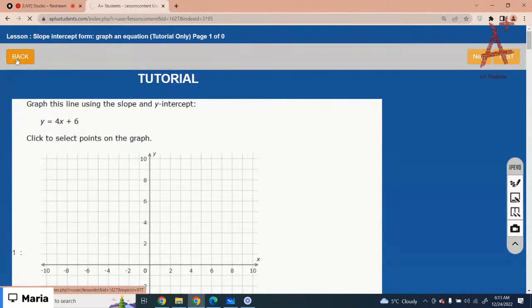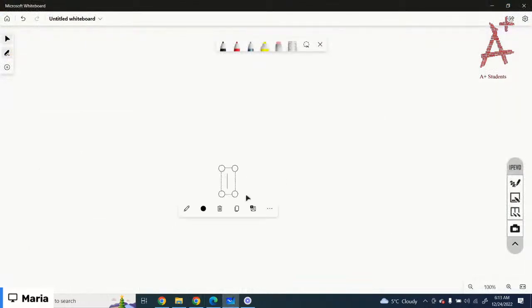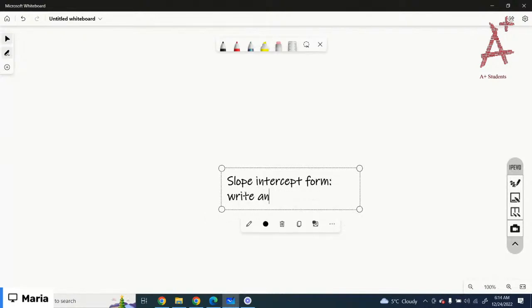The next lesson is slope intercept form. Write an equation from a graph.